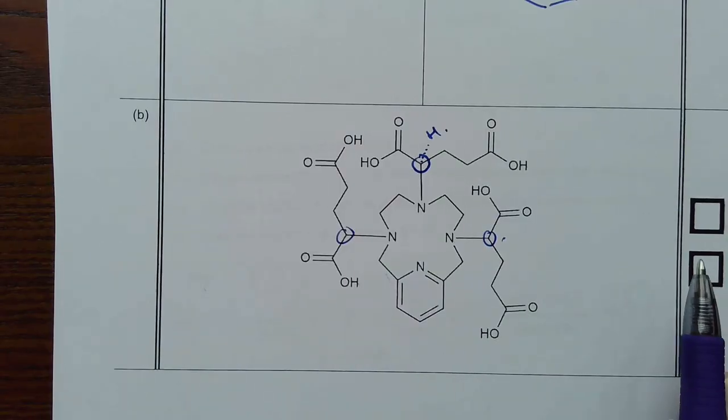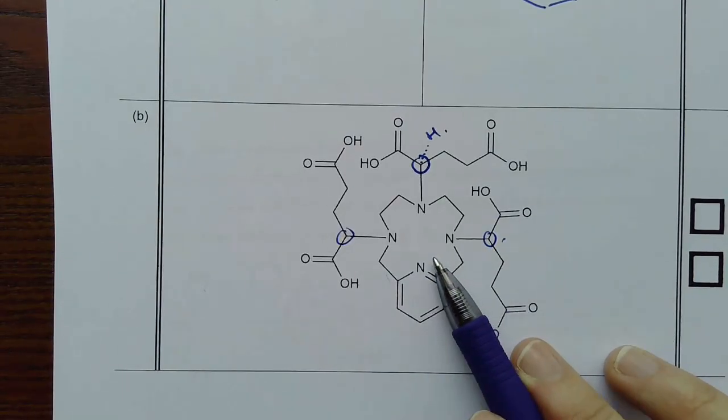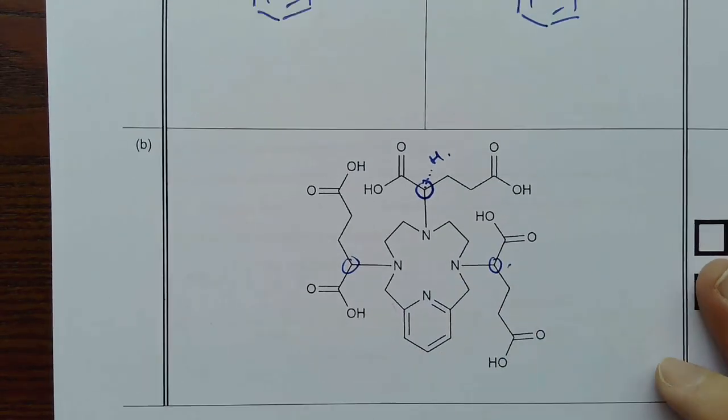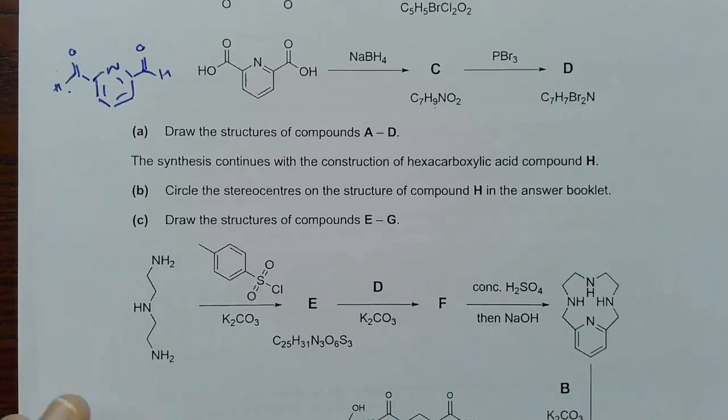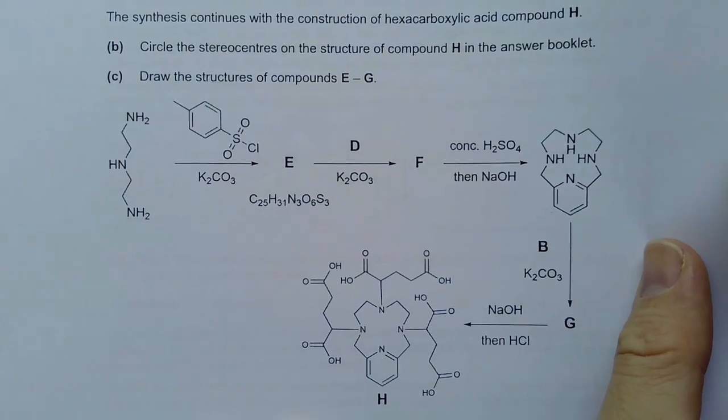I feel like they're quite generous with the 2 marks here, given that all 3 centres are essentially the same. But anyway, okay, then we carry on with the synthesis. So we now want E to G.